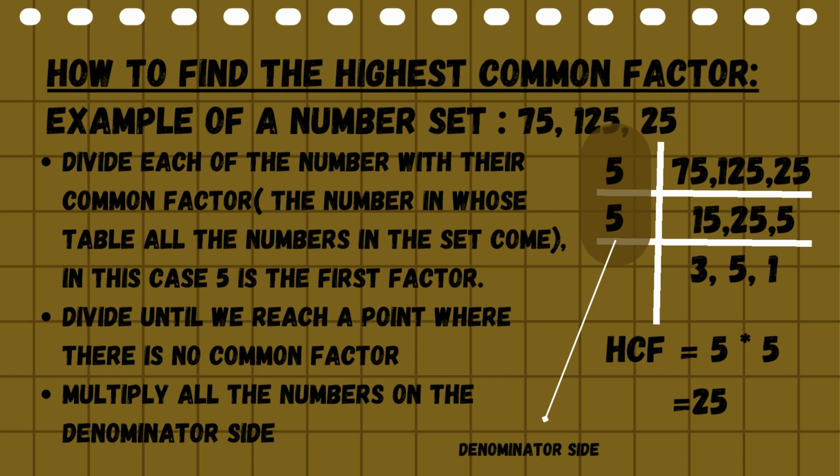In this example, our set of numbers consists of 75, 125, and 25. When finding HCF, we are supposed to stop factorization once we reach a point where the remaining set of numbers have no common factor. The HCF is calculated by finding the product of the numbers at the denominator side.